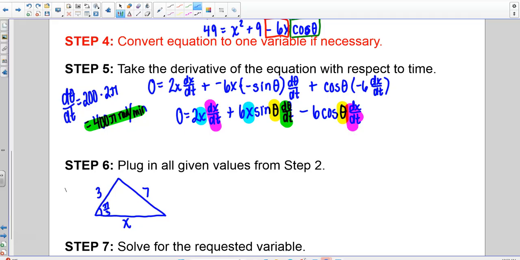Our law of cosines is, I'm going to write it out with the A's, B's, and C's. Just the general formula: A squared equals B squared plus C squared minus 2BC cosine of A.